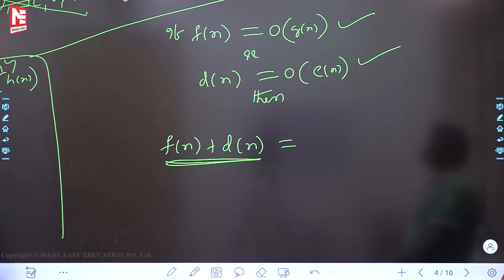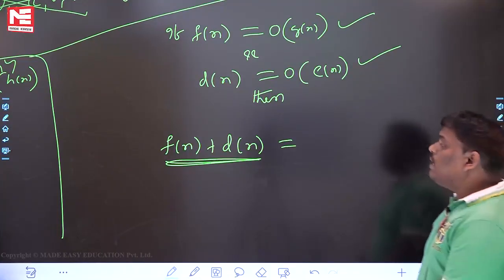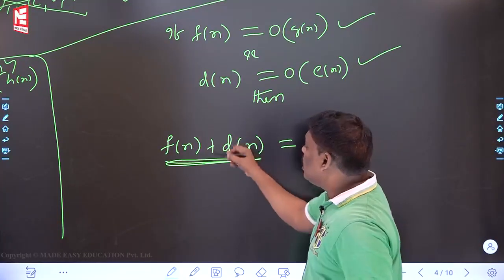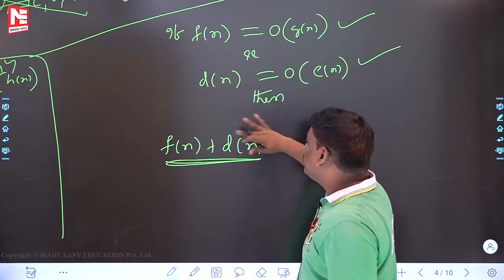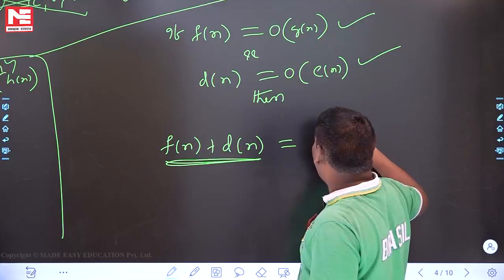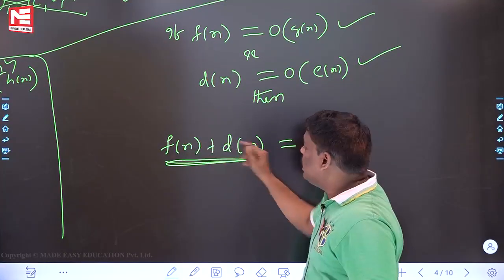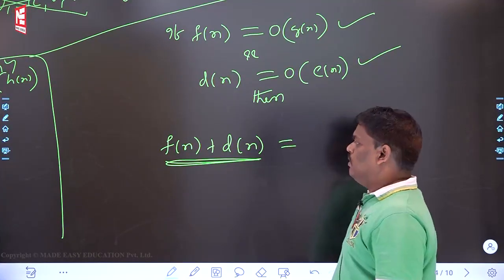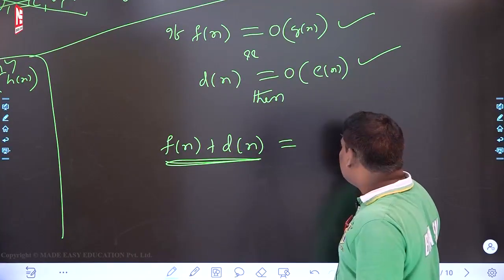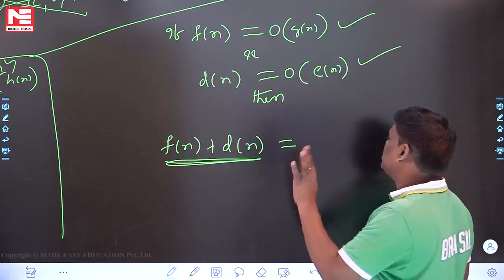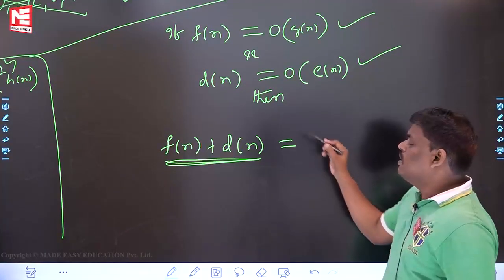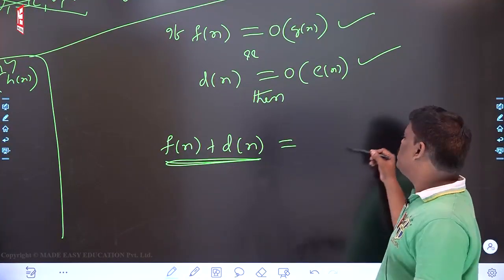I know individually: for f, g is the upper bound; for d, e is the upper bound. Combinedly, who is the upper bound? Can I say g is the upper bound? If I write combinedly g is the upper bound, f is okay, d is not okay. If I say combinedly e is the upper bound, d is okay, but f is not okay. Then what is the answer? This is the best answer.